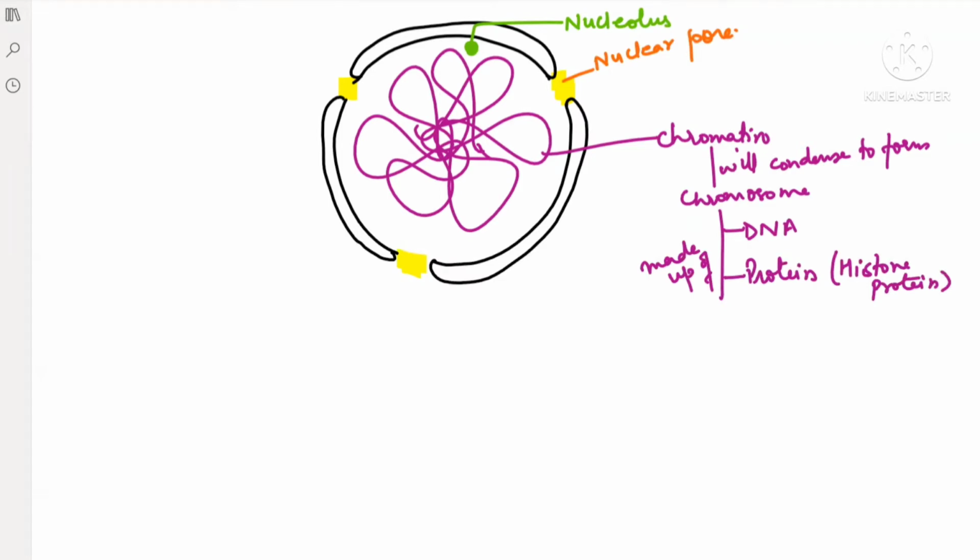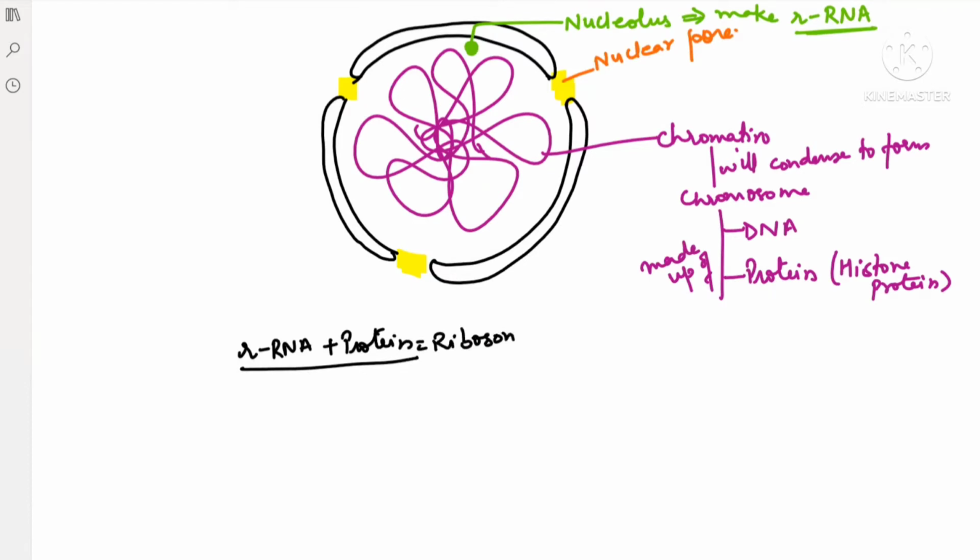Clear? Now, what is the role of the nucleolus? The nucleolus is the one which is going to make ribosomal RNA. Now, what is ribosomal RNA used for? See carefully. Ribosomal RNA, when combined with protein, forms ribosome. Understand the basic concept.